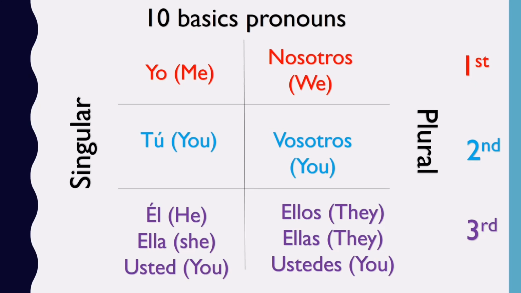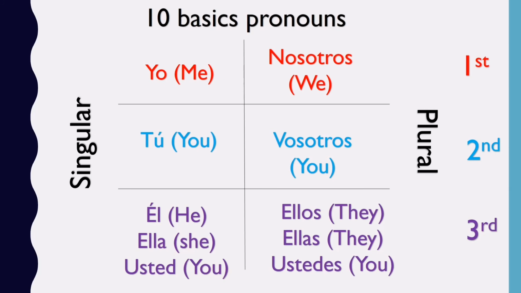So now, to conclude our lesson for today, we're going to see a little glimpse of the 10 basic pronouns used in Spanish. You're going to see this table in front of you. The first row, which is the red row, is the first person. On the left, you have the singular, and on the right, you have the plural pronouns. The blue one is the second person. Again, on the left you have the singular one, and on the right the plural one. And the purple section is reserved for the third person, singular and plural also.